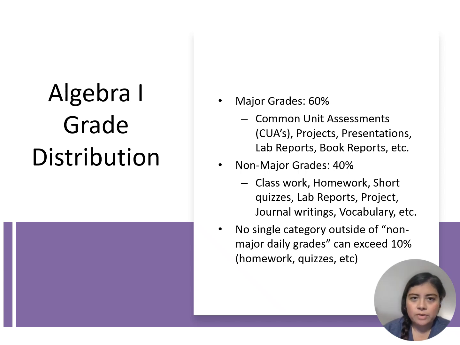So as I mentioned previously, those major grades are going to account for 60% of the final average. The non-major grades will make up the other 40%. Major grades can be tests, projects, other reports or assessments. And then those non-major grades are things like homework, in-class practice assignments, journaling, etc. And of course, note that any subcategory of non-major grades cannot account for more than 10% of the final average.